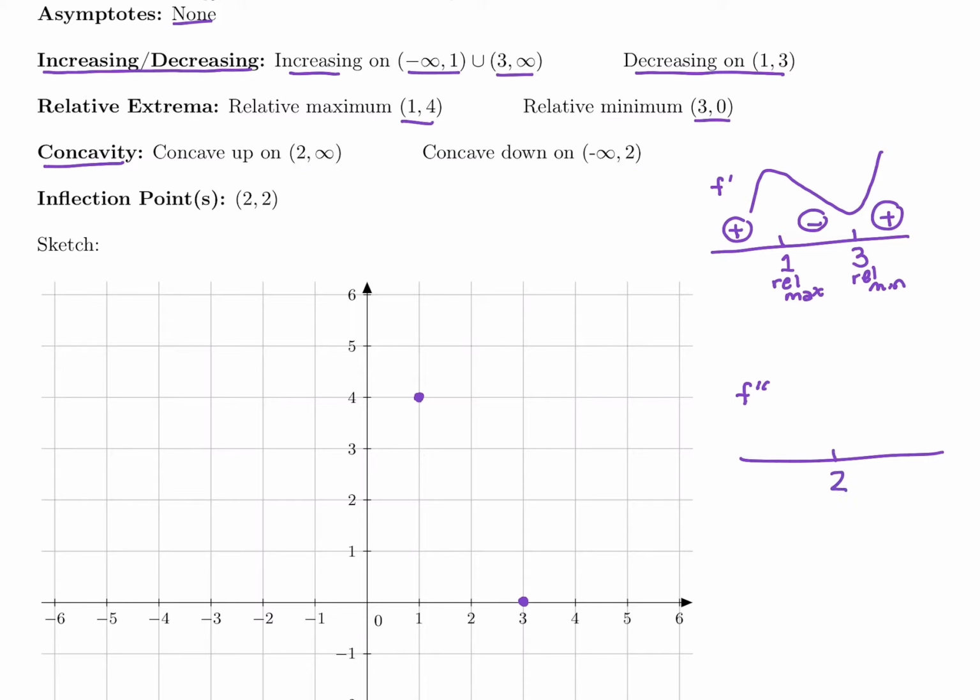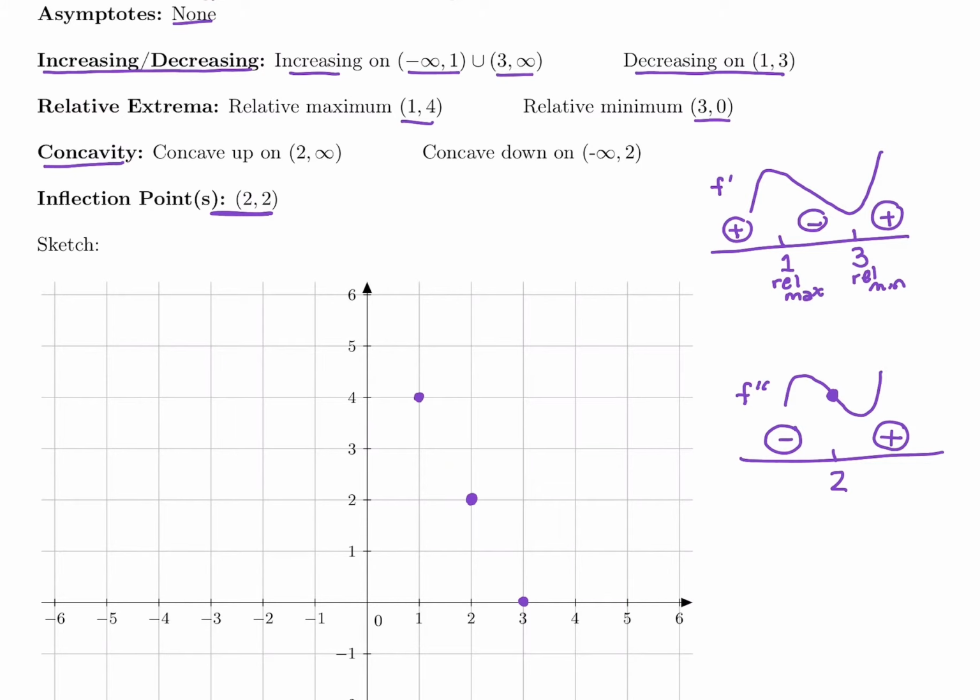Would be our possible inflection point, but I can already see it is changing concavity. So concave up from 2 to infinity, that's this interval over here, and concave down from negative infinity to 2. So we have our inflection point. It's going to switch from down to up, and our inflection point is where it's kind of between the two concavities, not really part of concave down and not quite part of concave up yet. And we're even given the y value of our inflection point. It's at 2, 2.